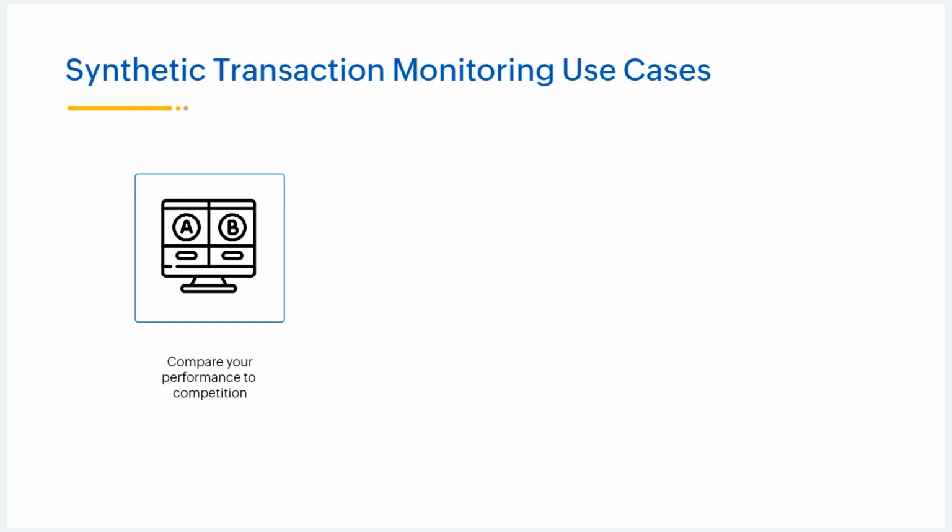What are some scenarios where your business might benefit from synthetic transaction monitoring? First, you can use it to compare your website's performance with your competitors by setting up benchmark scenarios. You can also track how your application performs over time and compare your company's performance to top competitors within a specific historical time frame or geographical region. This approach helps you develop a strategic outlook and maintain a competitive edge in the marketplace.